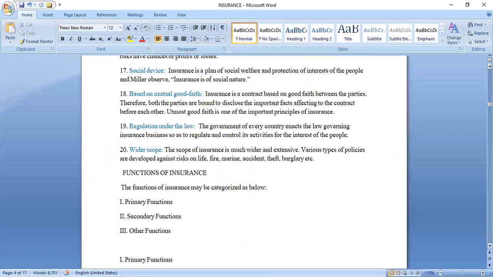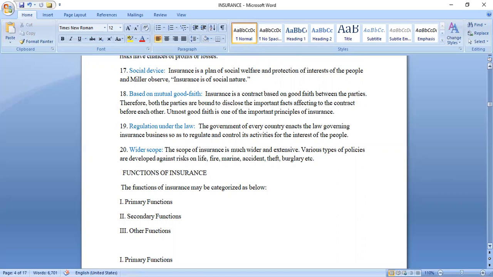Actually, that is the principle of what we call utmost good faith, which involves both parties. It involves the insured, the person taking the insurance, to disclose important facts that are affecting the contract, important facts in the subject matter of insurance, right? That's what we call the principle of good faith, or utmost good faith, right?